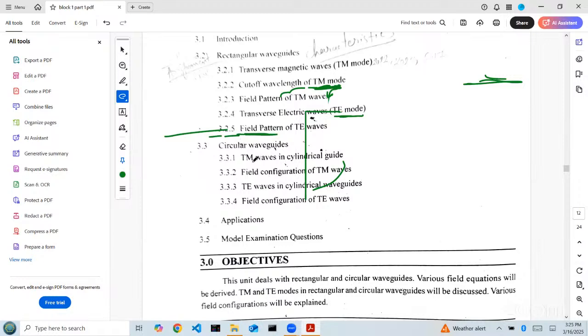Next, what we have to do again? Circular waveguide. In circular waveguide, what do we have? TM wave, TE wave. Next, field pattern of TM wave, field pattern of TE wave. These things we have to discuss in this block 1. First, we'll start with rectangular waveguide.